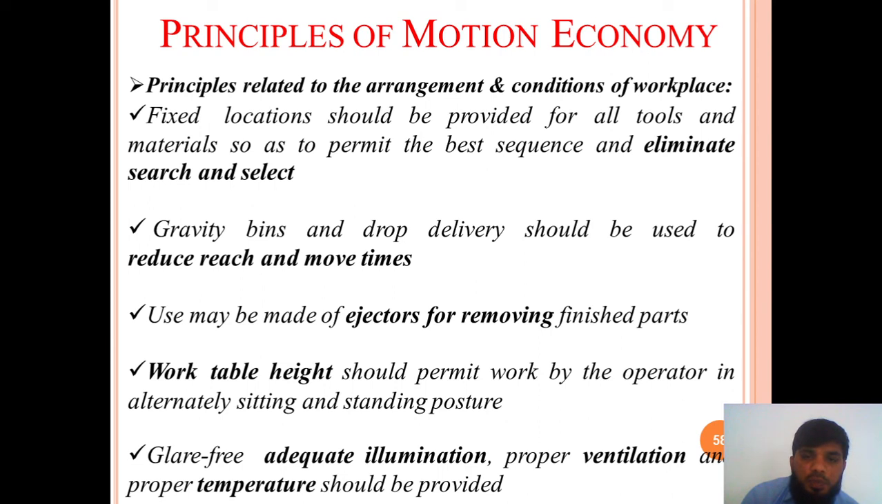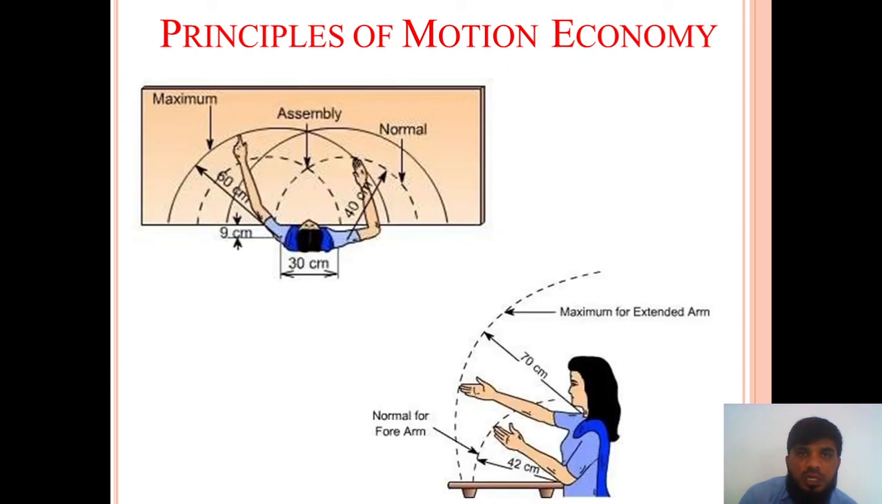Work table height should permit work by the operator in alternate sitting and standing procedure. So the work table height should be proper, so that the human should not find it difficult to reach, and it should not be too low so that he cannot bend down. It should be appropriate so that he can stand and work, and when he is not working, he can sit. Okay, so in this way you have to arrange.